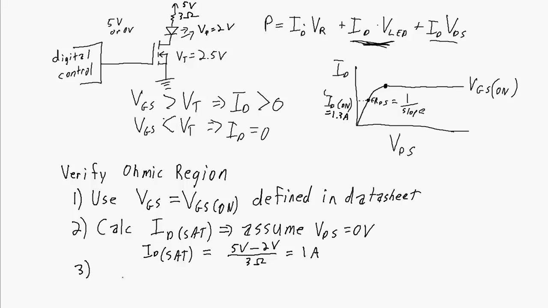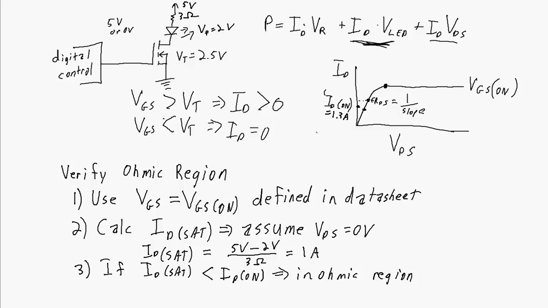And the third thing we do when we're verifying the ohmic region is check if the ID sat is less than ID on, then you're in the ohmic region. And the reason that's true is, here's my ID on of 1.3 amps. My ID sat is somewhere down here. So ID sat is your ID when VDS is equal to 0. Well, my actual ID is going to be something less than 1 amp.